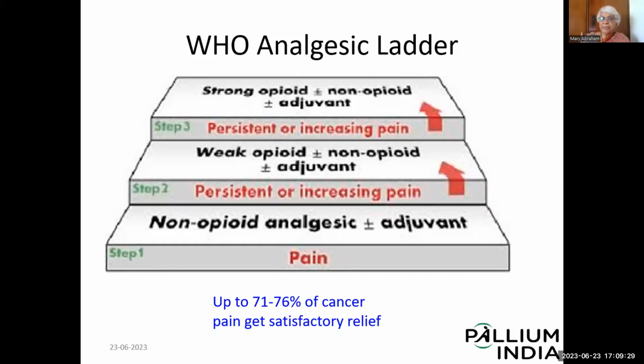Again, an adjuvant can be added if necessary. If the patient is not getting relief with this also, then you move up to the 3rd step, in which you substitute the weak opioid with a strong opioid, along with a non-opioid, with or without an adjuvant. So this is the basic 3-step ladder. Using this ladder, nearly 71 to 75% of cancer patients can get satisfactory relief of pain.